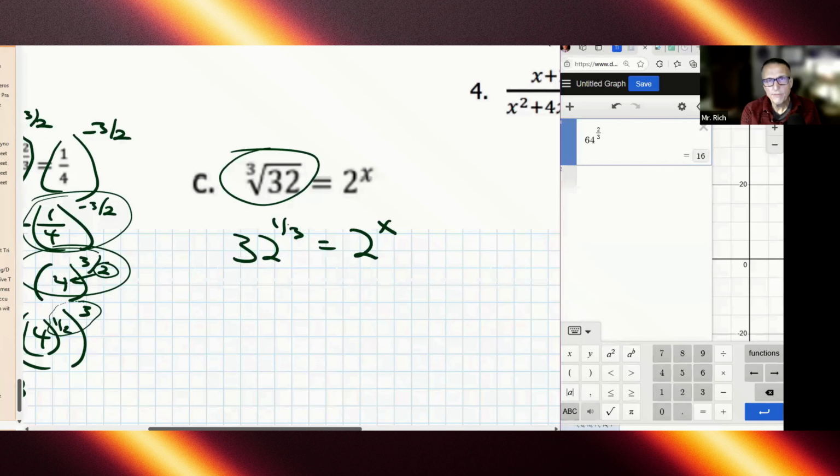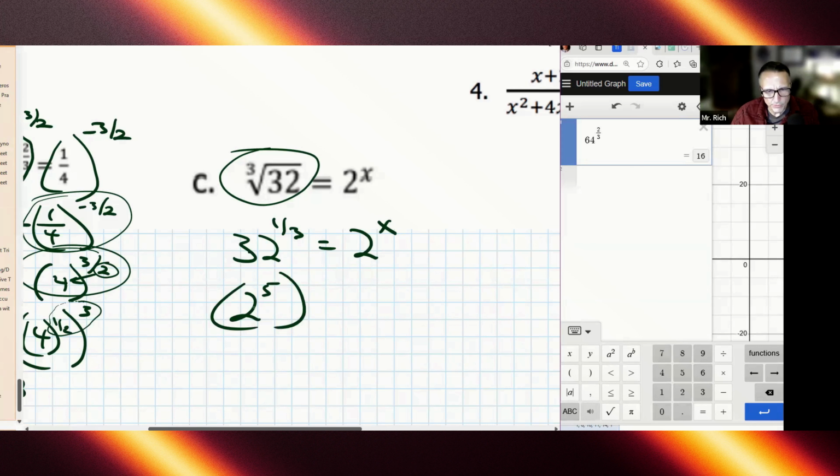So I recognize that 32 could be rewritten as 2 to a power. And you should know this, right? If you don't know it, do it on your fingers. 2 times 2 is 4, times 2 is 8, times 2 is 16, times 2 is 32. That's 5, right? So 32 is 2 to the 5th power.